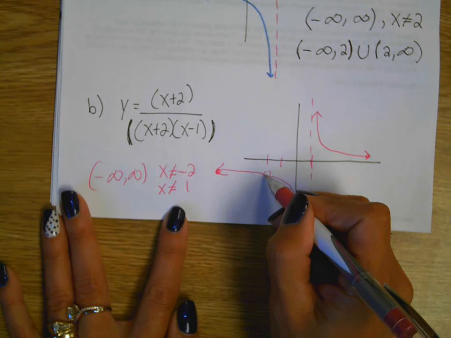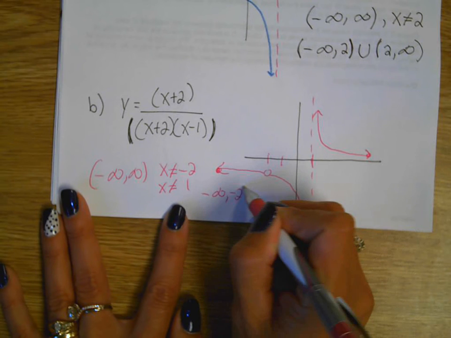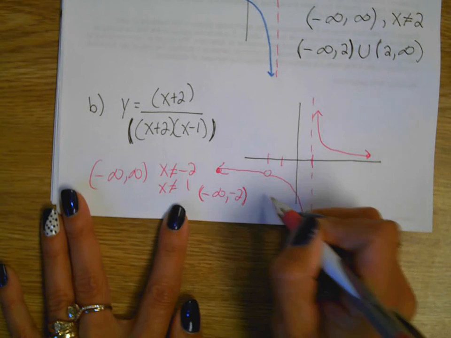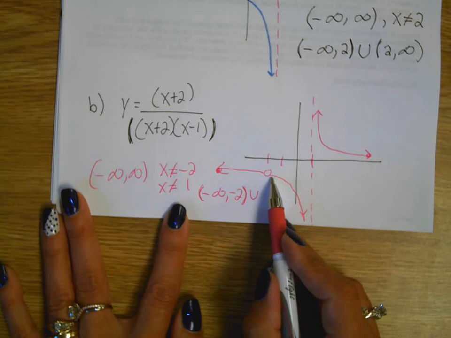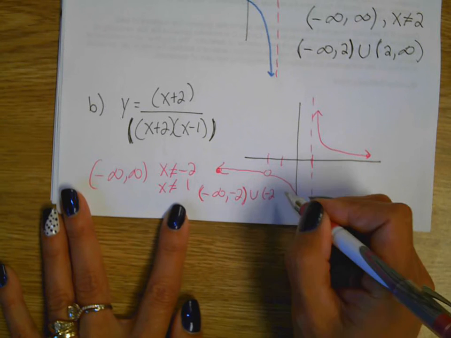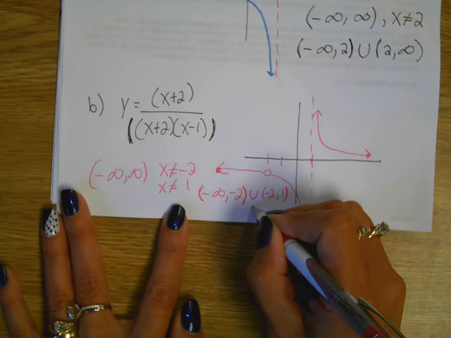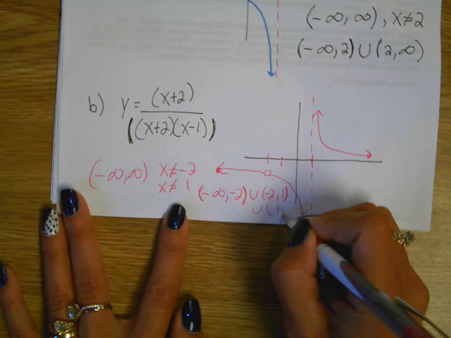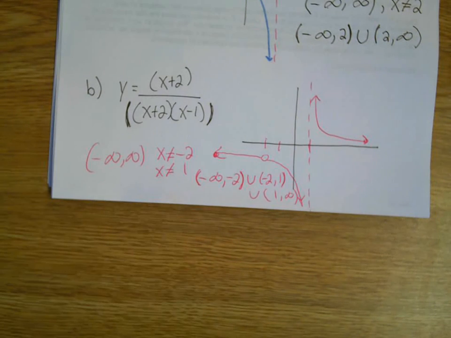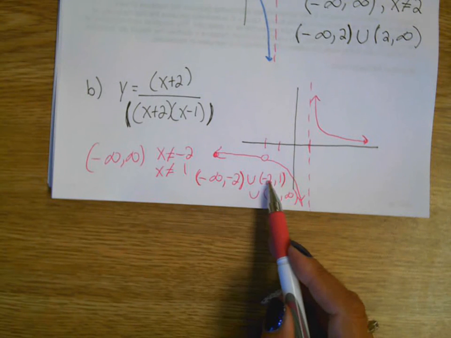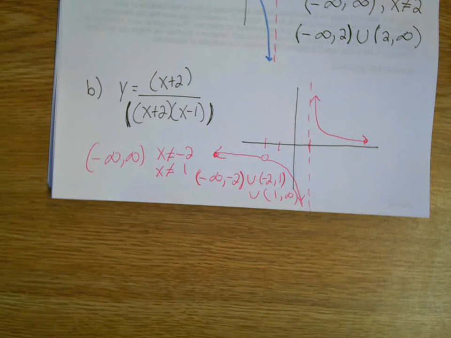So it would be this first chunk, which would be negative infinity to negative 2 with a rounded bracket at negative 2, in union with the next chunk, which starts at negative 2 and goes to 1, again rounded, and then in union with the third chunk, 1 to infinity. Just so you see this stuff, because I think you will see stuff like that on the SAT where they use that union symbol. So that's why I just like to cover all the bases.